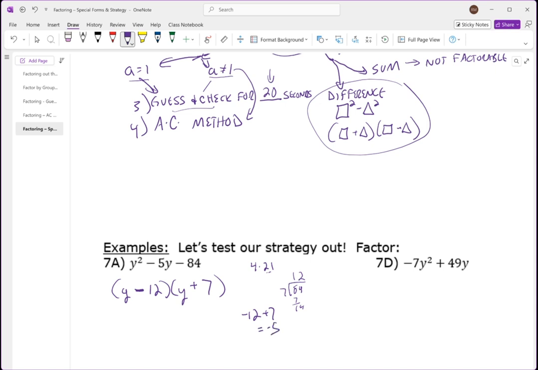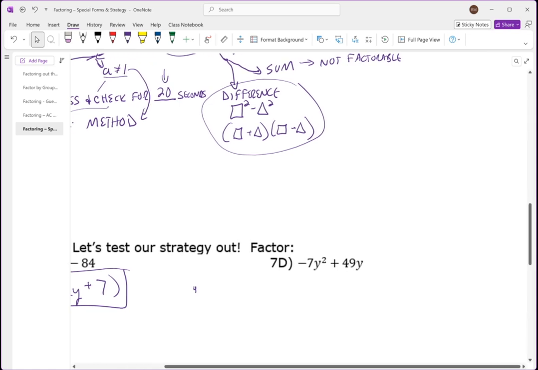And I could, of course, multiply that to check my work. But again, seeing that 7 was a factor, that isn't obvious. So I may have moved right to the AC method right away. But it really involves doing this. I don't know why I erased that.